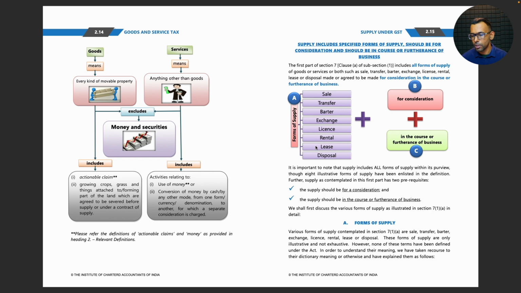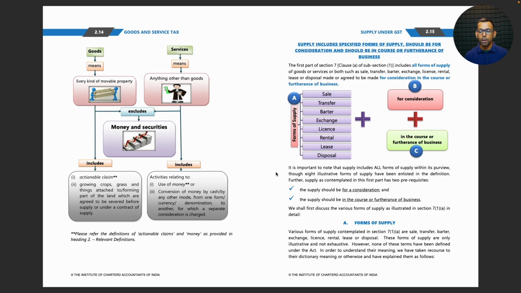So, all forms of supply for consideration in the course or furtherance of business. It is important to note that supply includes all forms of supply within its purview, though 8 illustrative forms of supply have been enlisted in the definition. Further, supply as contemplated in this first part has two prerequisites. One is the supply should be for a consideration and the supply should be in the course or furtherance of business. We shall discuss first the various forms of supply as illustrated in section 7 subsection 1 clause A in detail.